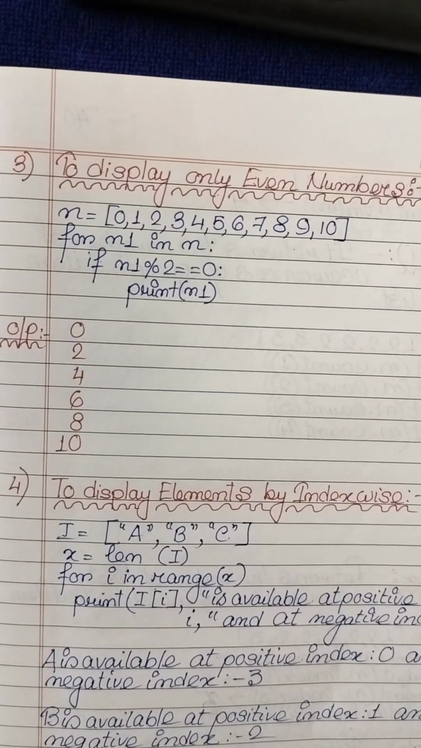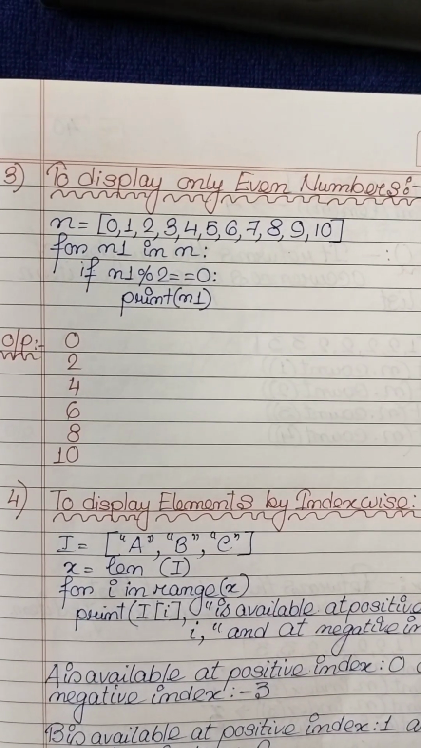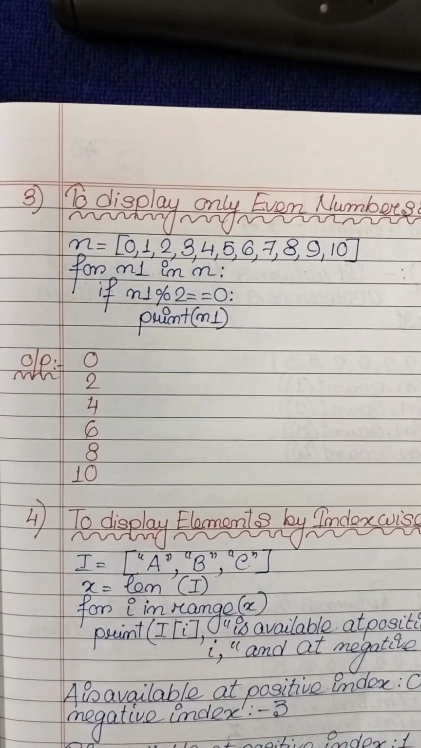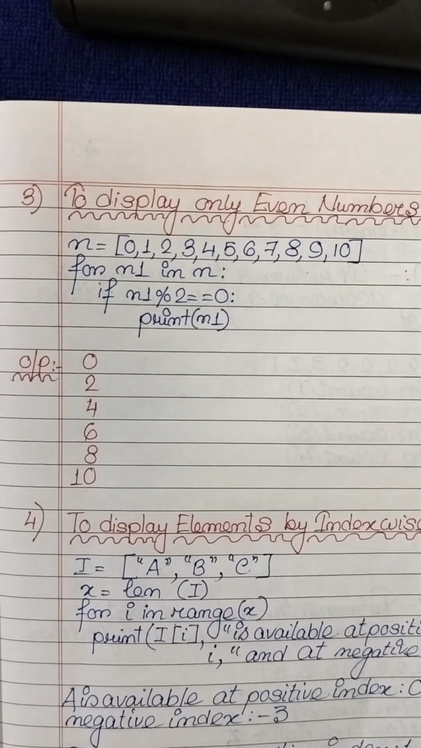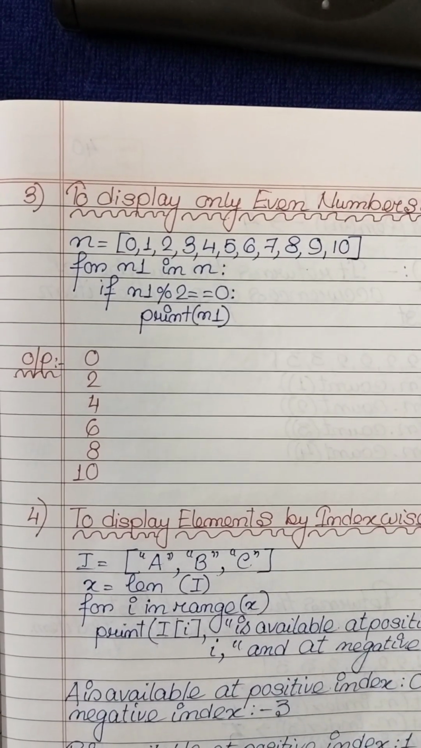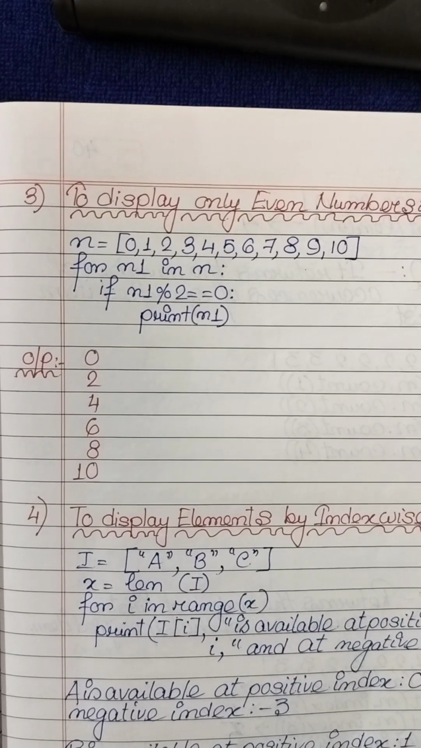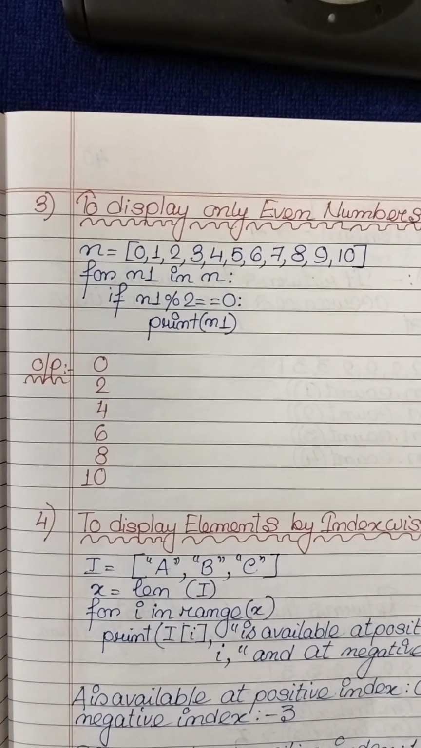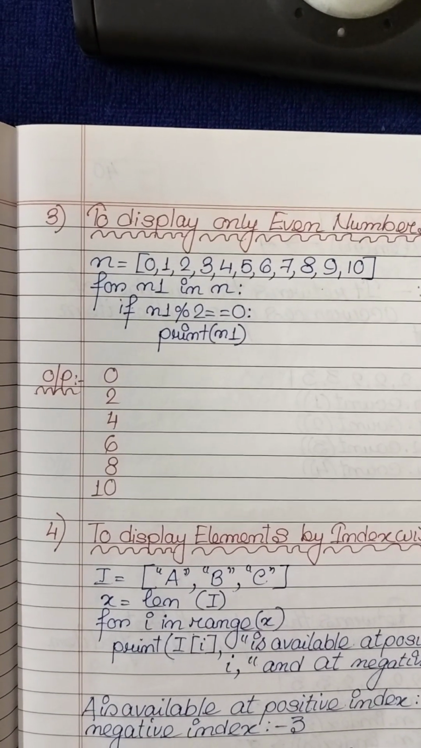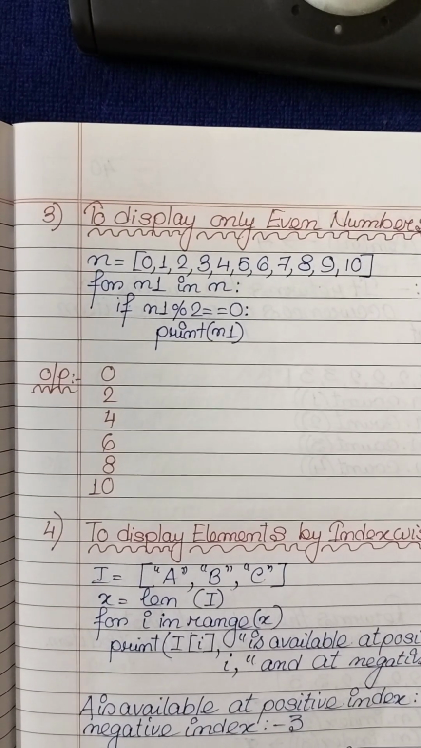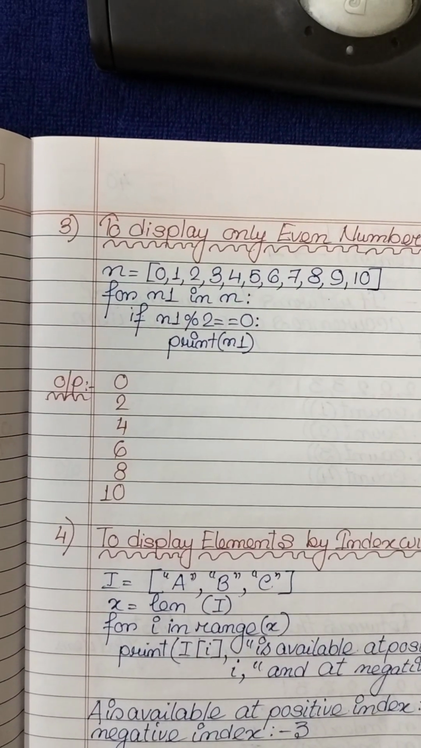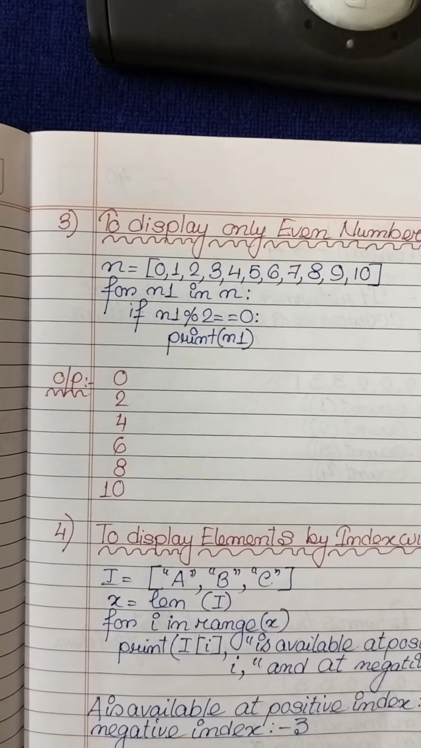n is equal to 0, 1, 2, 3, 4, 5, 6, 7, 8, 9, 10. All these are the elements of the list. Now we are using a for loop: for n1 in n, if n1 mod 2 is 0. The elements present in n come one by one in n1, and the modulus operator gives the remainder. If we get 0 as the remainder after division by 2, then the value of n1 will be printed. And the answer will be 0, 2, 4, 6, 8, 10.